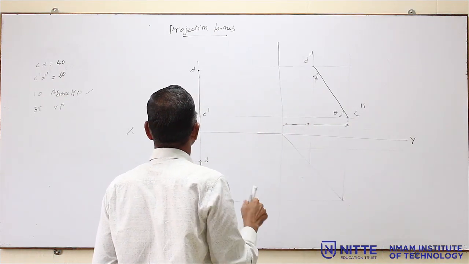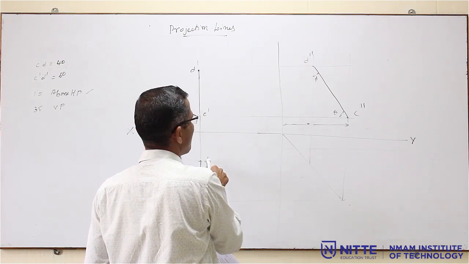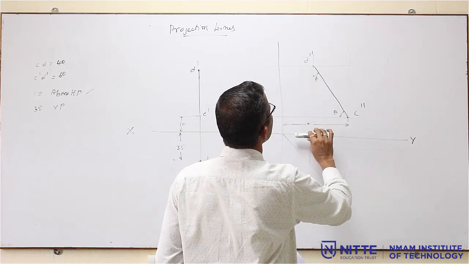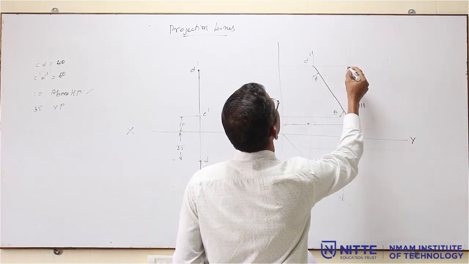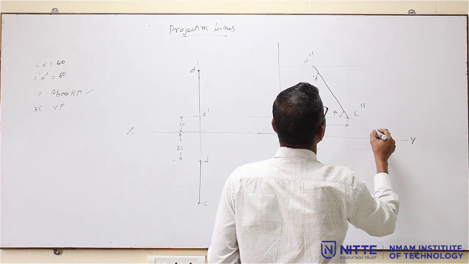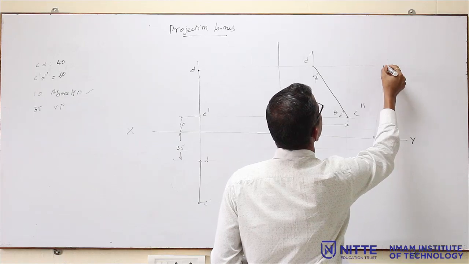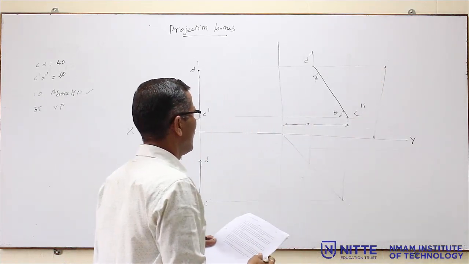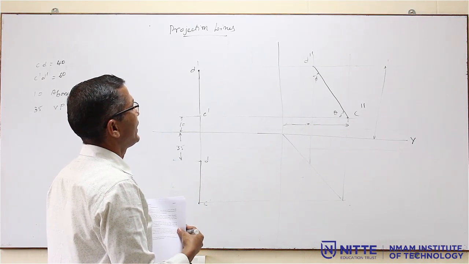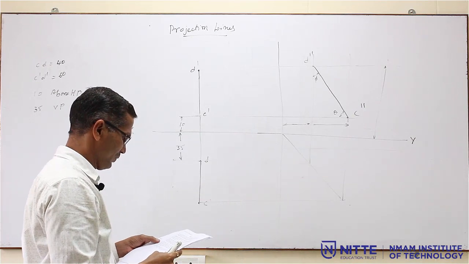Similarly, D is 35 mm in front of VP. Then how much above HP? So, you have to measure this distance. If you measure this distance, you are going to get how much D is above HP. So, if you give the answer, that will be the solution for this.